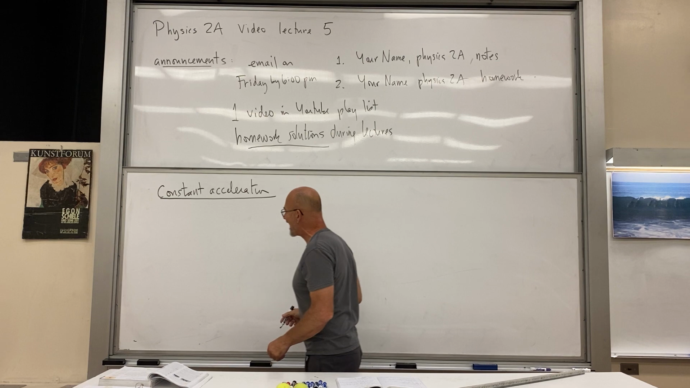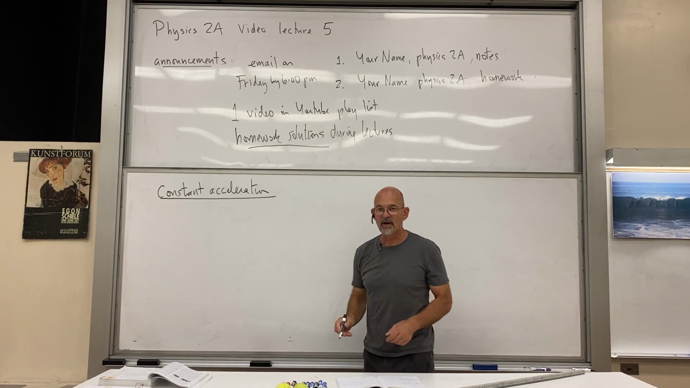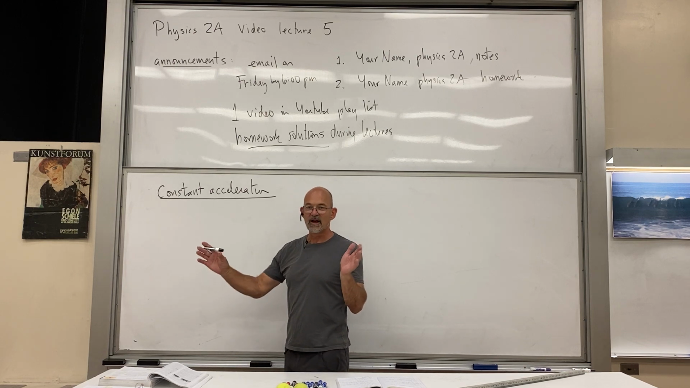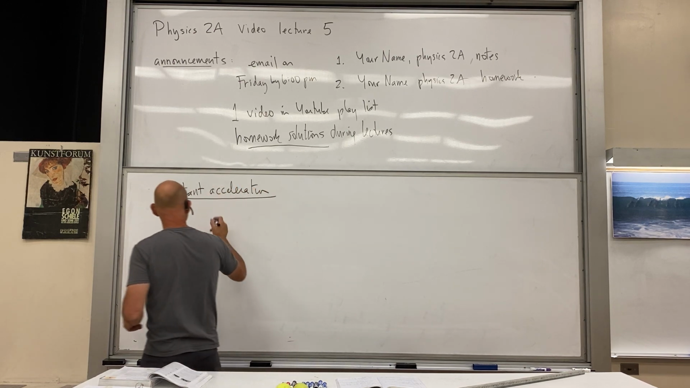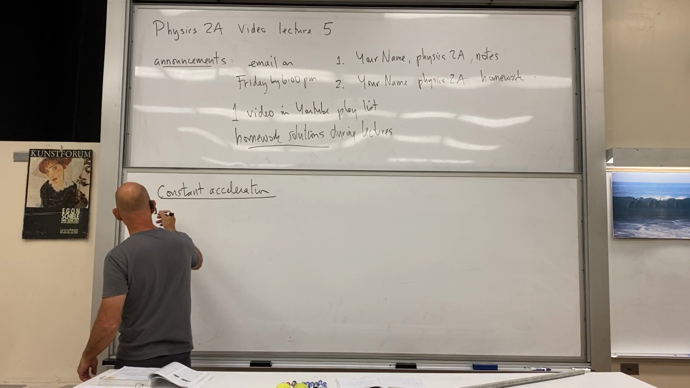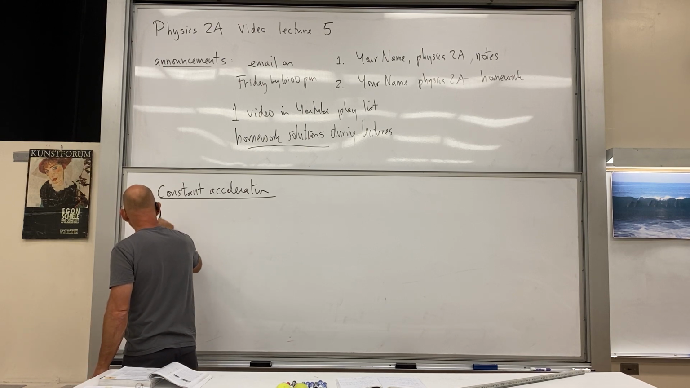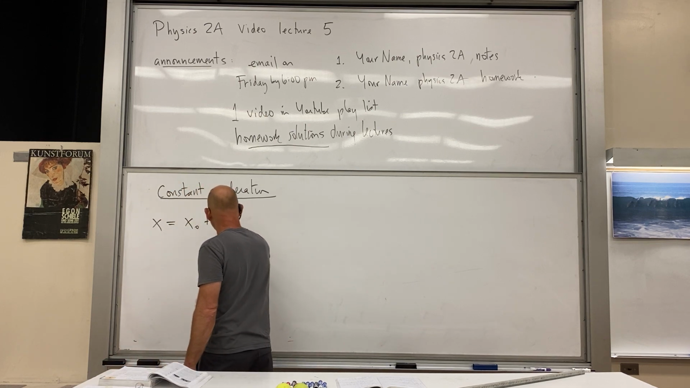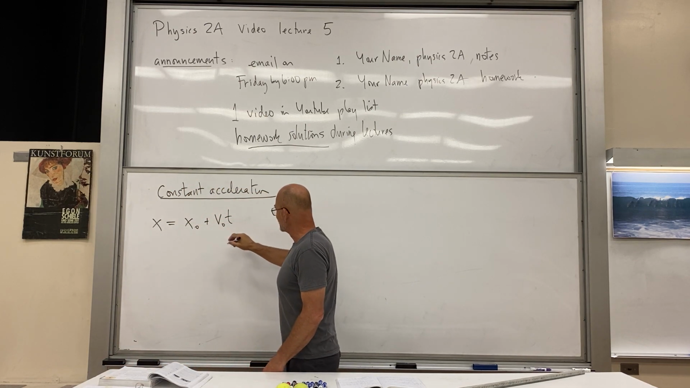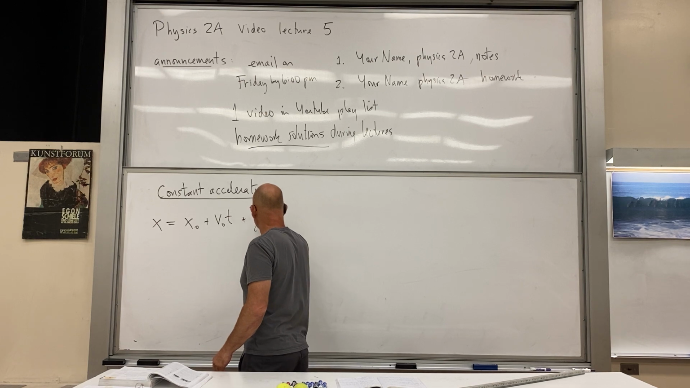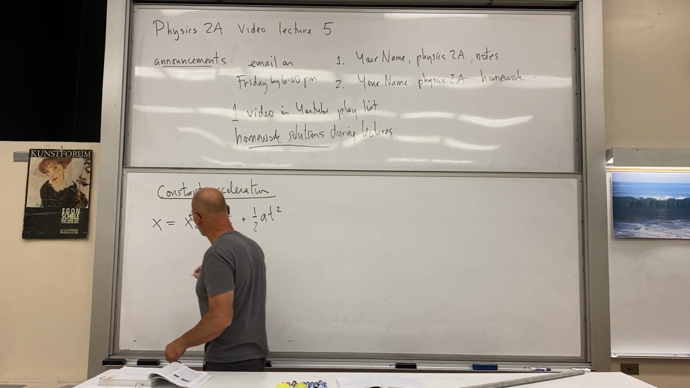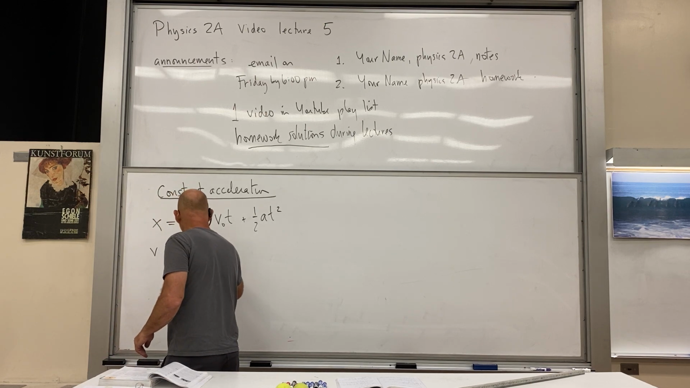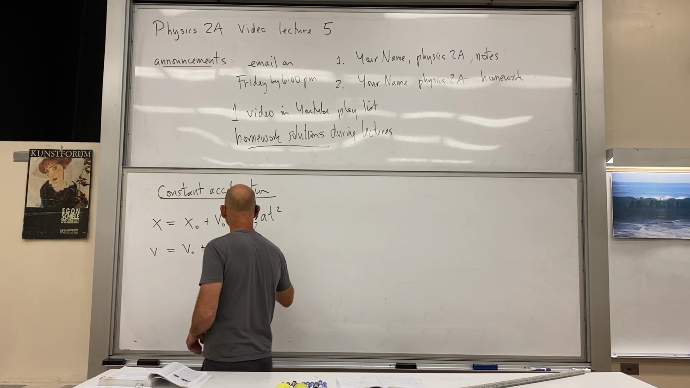And these are the kinematic formulas. After you write them down often enough, you don't have to try to memorize them. You write them down often enough, it'll work. So constant acceleration kinematics, we have position equals initial position plus initial velocity times time plus 1/2 acceleration t squared. Velocity equals v0 plus a times t.